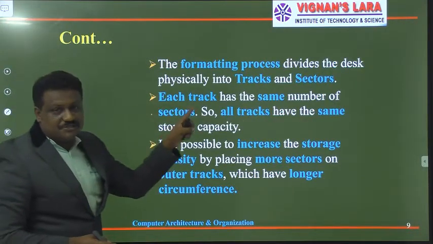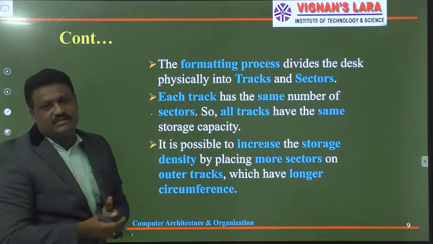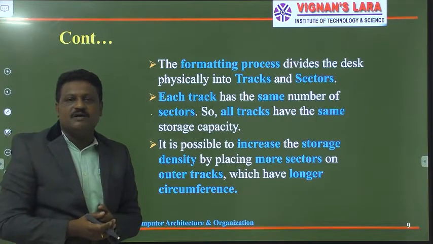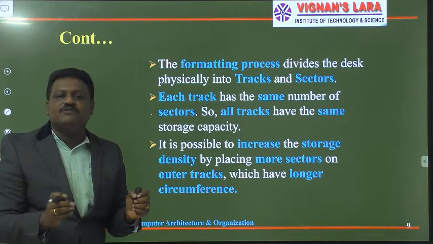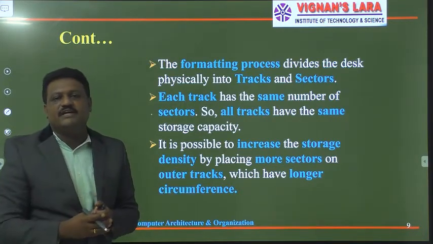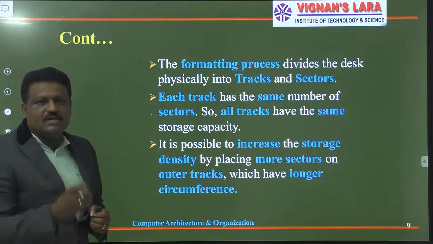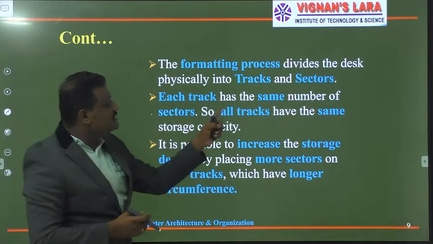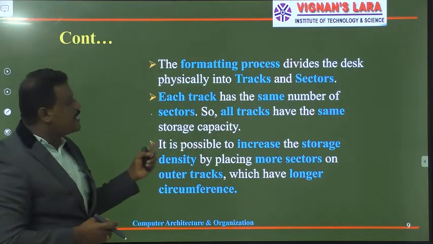The formatting process divides the disk physically into tracks and sectors. What we are doing in formatting of a disk is simply dividing the surface of a disk into a number of tracks, and later each can be divided into a number of sectors. This particular process we call formatting. You have to remember that. Each track has the same number of sectors, so all tracks have the same storage capacity.